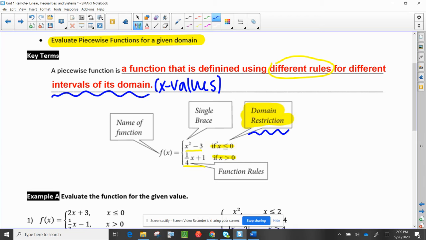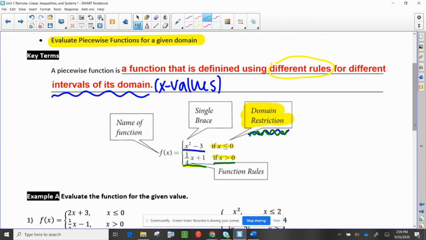Anytime we have an x value that's less than or equal to 0, we use this function, the x squared minus 3. If we ever have x values that are greater than 0, like 2 or 100, then we would be using this function rule. So a piecewise function is just what it sounds like. It's a function in multiple pieces, and when we use each piece is determined by this restricted domain.